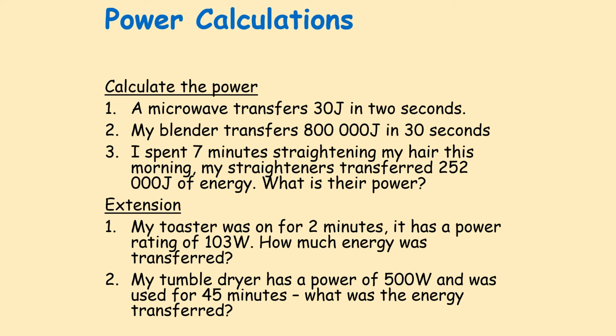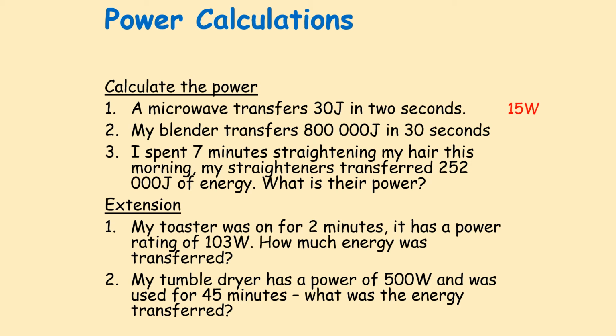So a microwave transfers 30 joules in 2 seconds. Now we're going to SRAO these. So E, equation: power equals energy divided by time. Substitute: power is 30 divided by 2. Do I need to rearrange? No, I don't. So 30 divided by 2 gives me 15 watts.